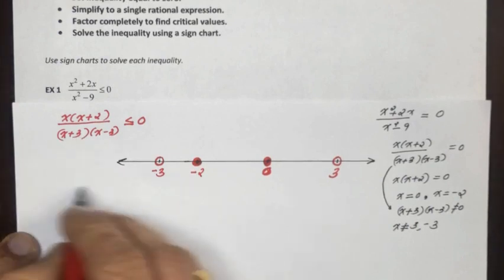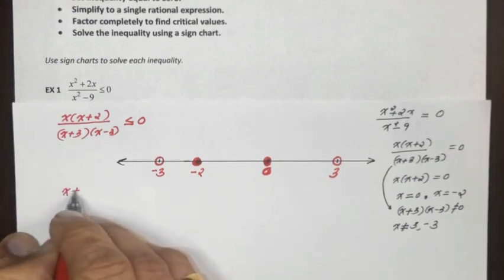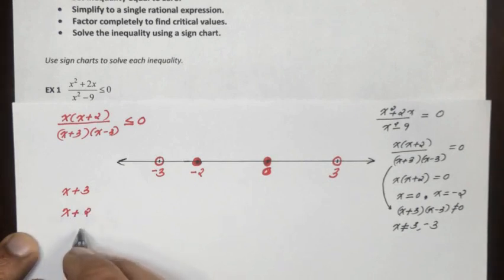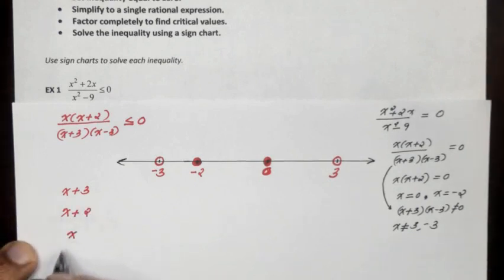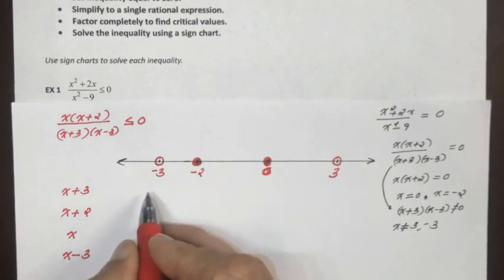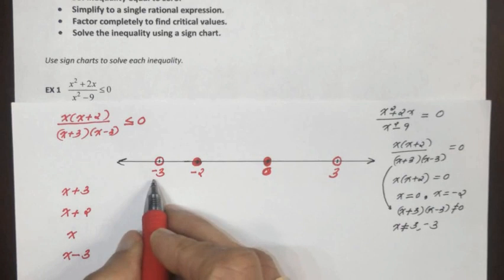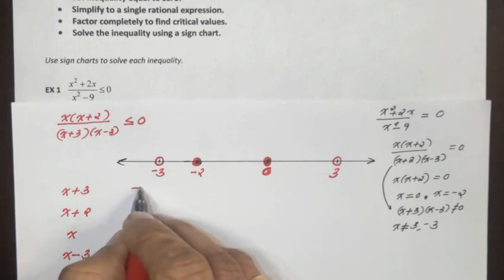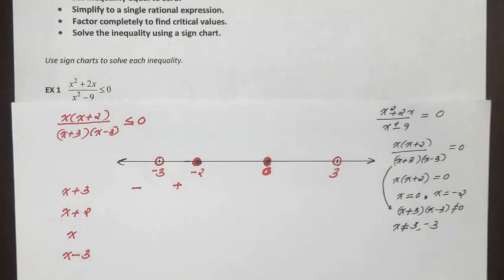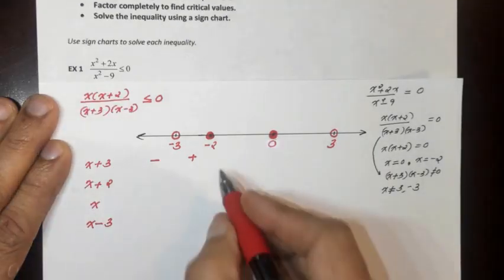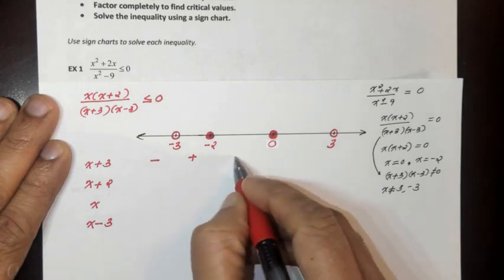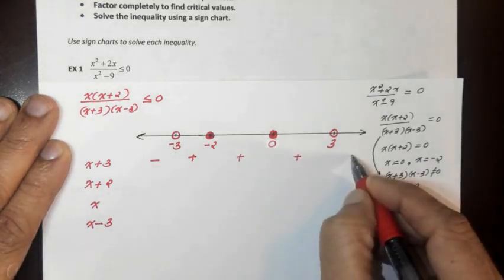Okay, so let's first write x plus 3, then x plus 2, then x, and finally x minus 3. For any value that you choose for x less than negative 3, it would be negative. Anything to the right, it will be positive. So to the right of negative 3, everything is going to be positive, positive all the way to the right.